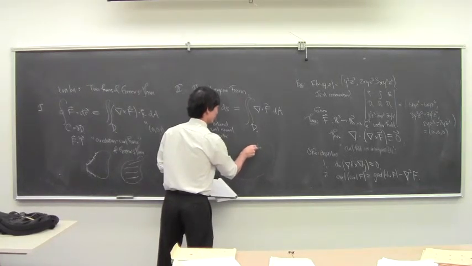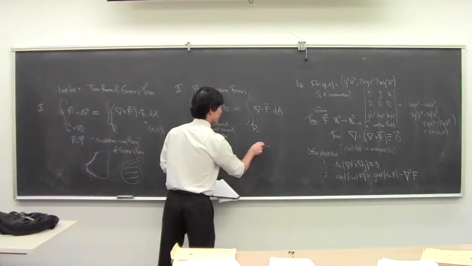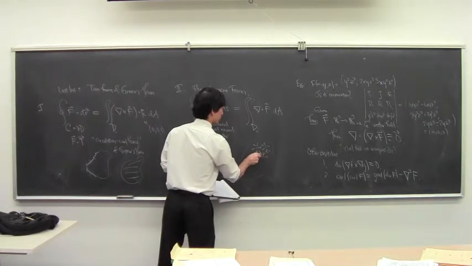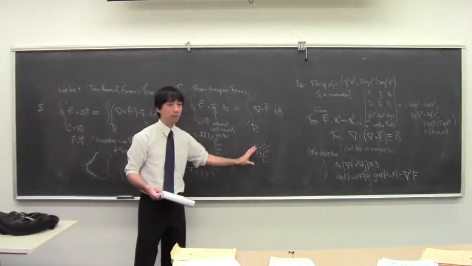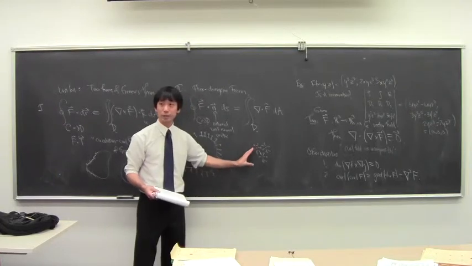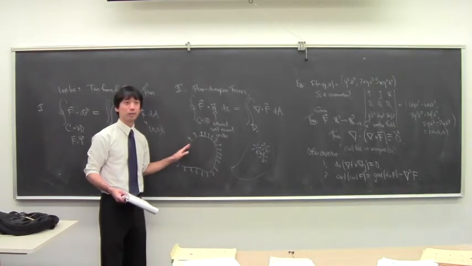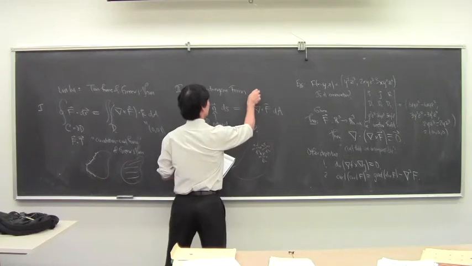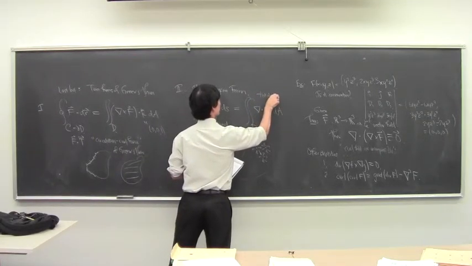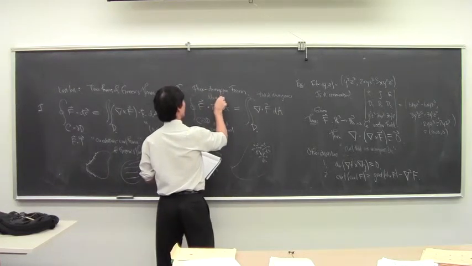So remember, the divergence measures at each point how much you're going in or out. At each point you have these divergences, and you take the sum of the divergences. The total divergence over this interior is the same thing as the flux through the boundary.